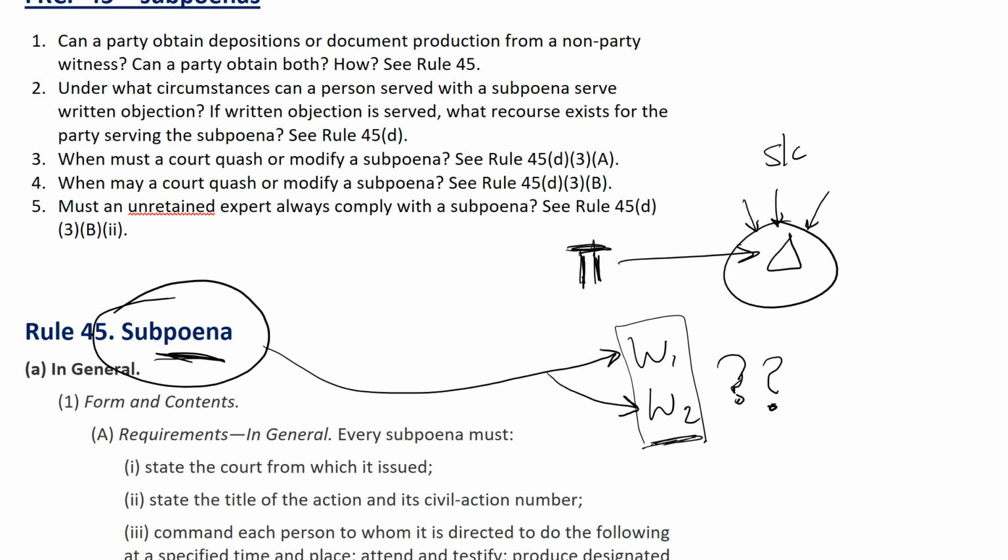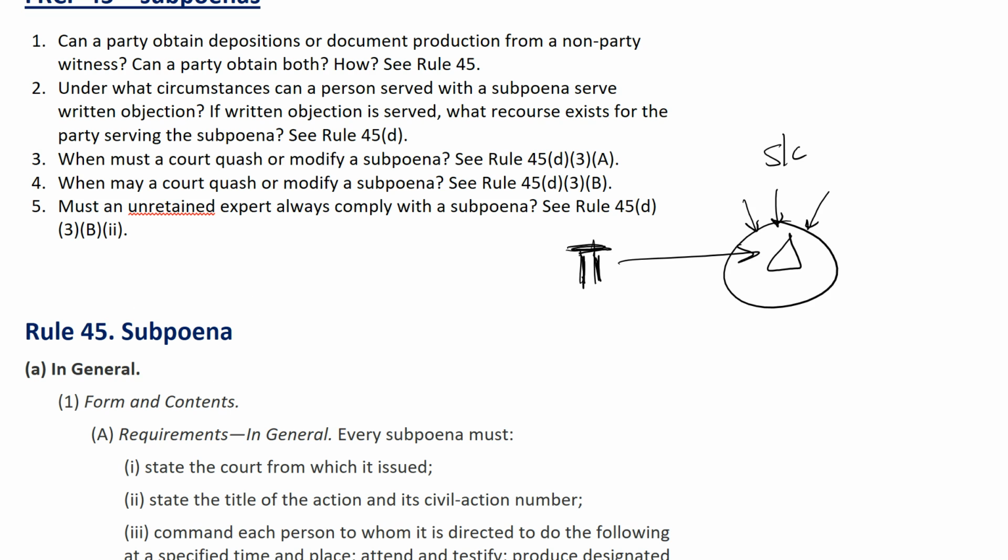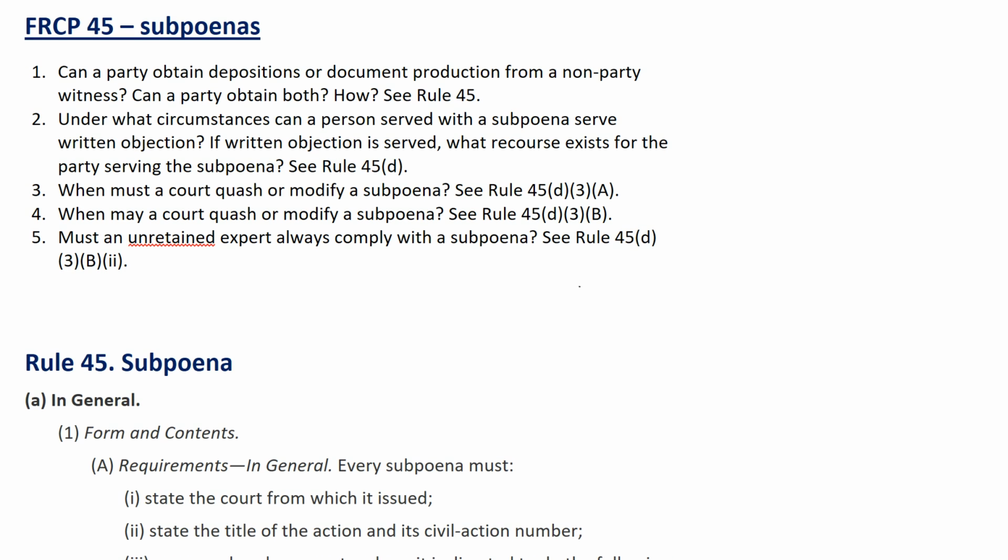All right, we're going to go through the questions and go through some of the parts of the rule, and we're going to see that Rule 45 very compactly does a lot of the same things that are done by the other discovery rules, but here they're being done to allow the parties to seek discovery or to get trial testimony or information from non-parties.